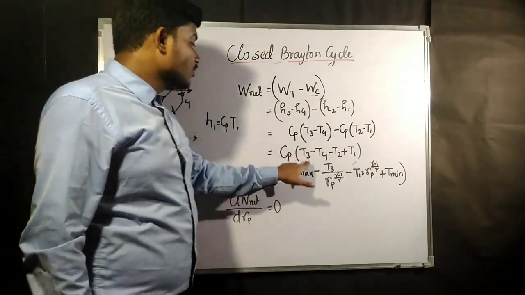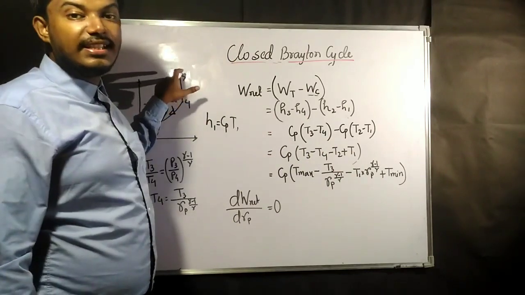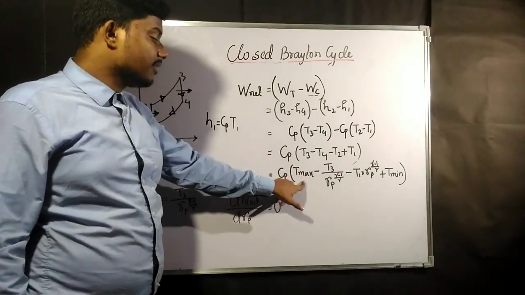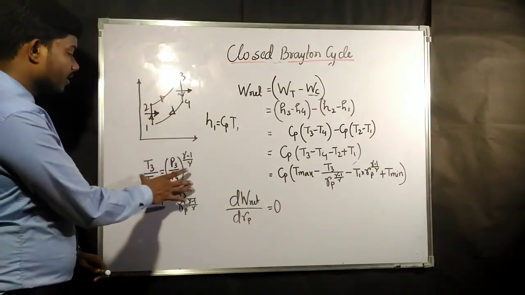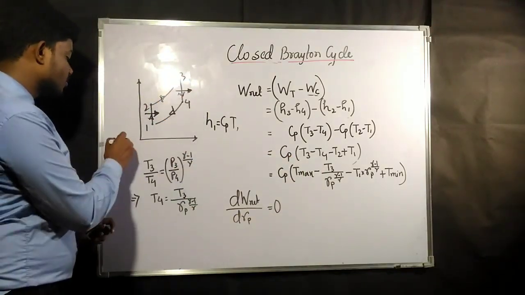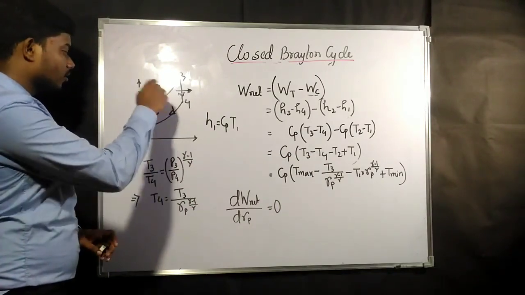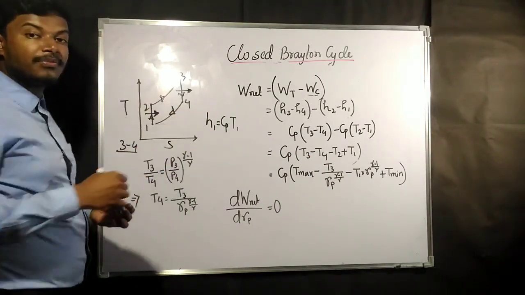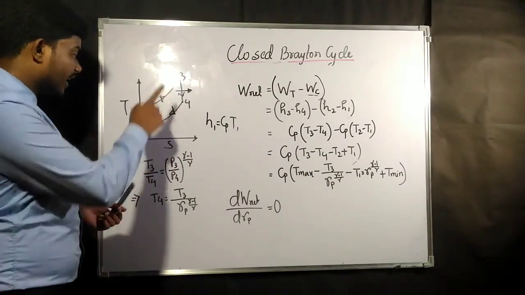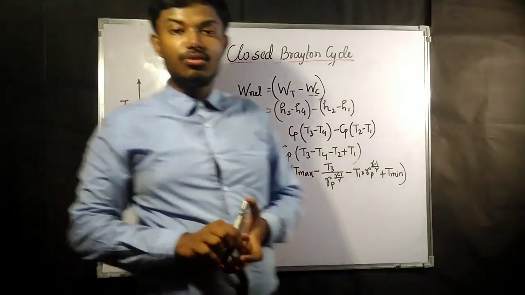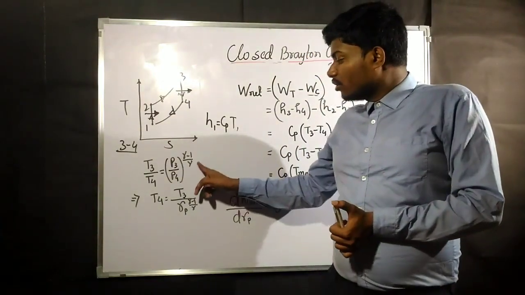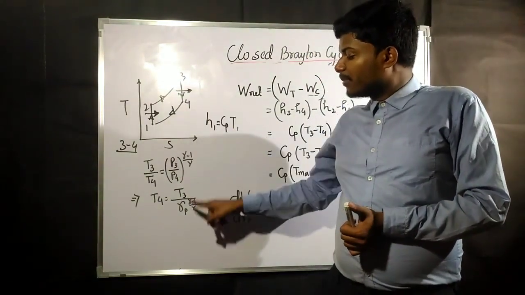Now from this cycle, T3 is what? T3 is the maximum temperature. Minus T4. So this is for process 3 to 4. 3 to 4 is adiabatic. In the TS diagram it is going to be isentropic. So for adiabatic, T3 by T4 is equal to P3 by P4 to the power gamma minus 1 by gamma. So P3 by P4 is the pressure ratio.